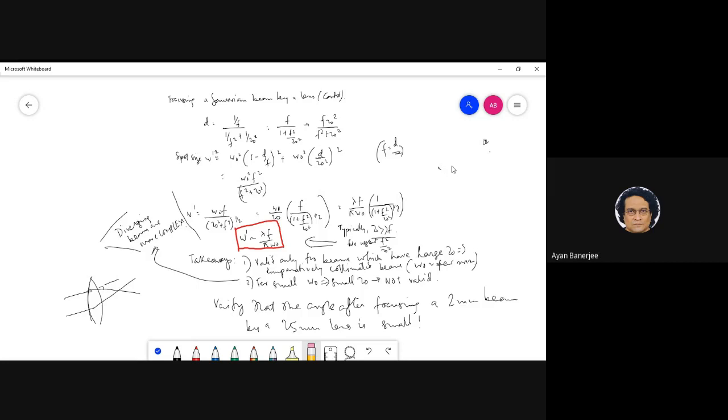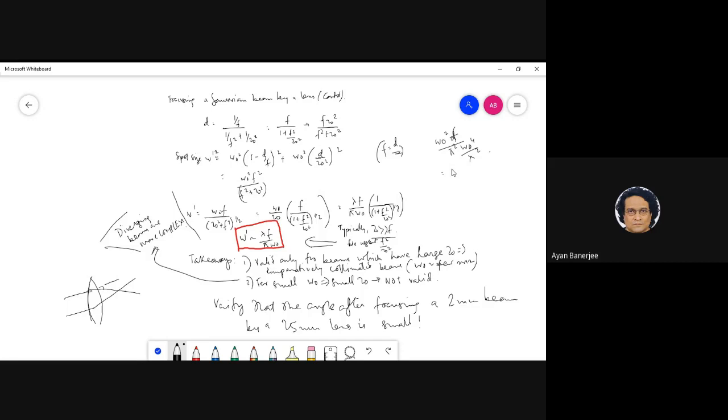So first term is 0, right? Yeah. So you will basically get just w0 square... oh, there is a square. So you will actually get that back, right? So pi square w0^4 by lambda square. Yeah, you actually get that.